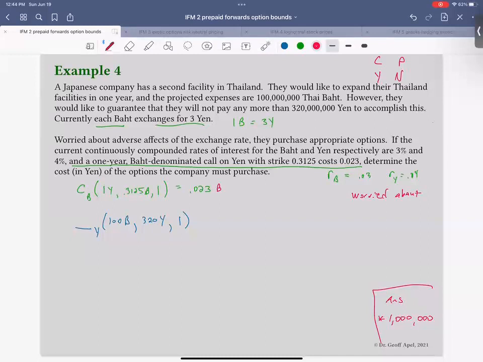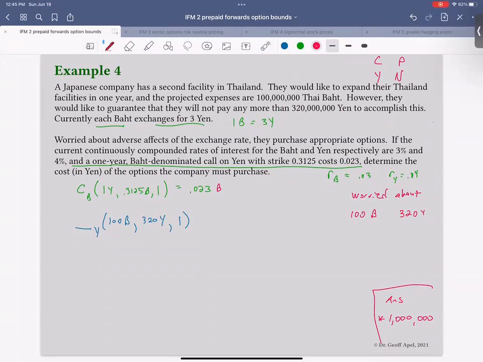So what am I really worried about here in this case? Am I worried that because I'm buying the second, I'm trying to have the second facility, their expenses are 100 million Thai baht? I'm in Japan, so I know that I'm going to have this 320 million yen, but I'm not really sure about what this 100 baht is going to do. What am I worried about? Am I worried that the 100 million baht is going to be more than the 320 million yen, or less than? What am I really worried about?